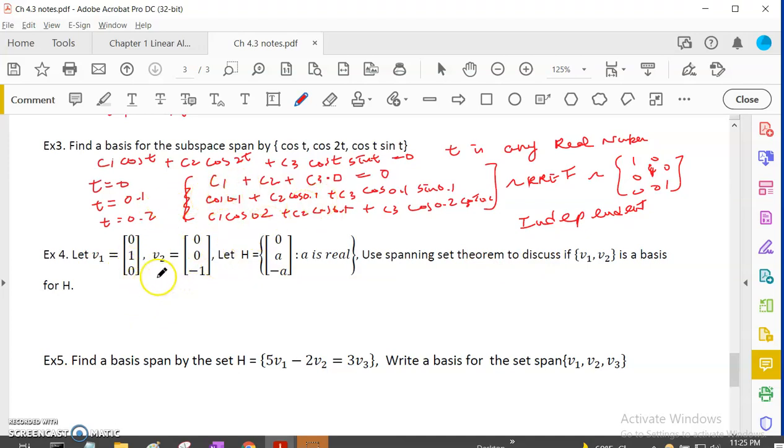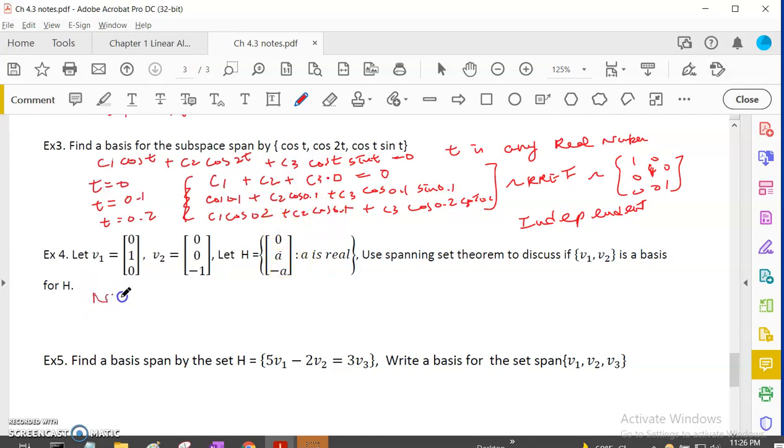Example 4, I have matrices V1 and V2, but then H is not spanned by them. H is another set. It's 0, A, and negative A, where A is real. That means all the vectors here are 0, 1, negative 1, 0, 2, negative 2. Can we say V1, V2 is a basis for H? Because obviously I can add this together to get any of them, right?